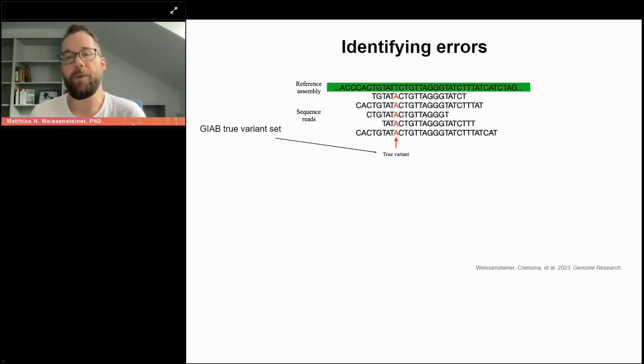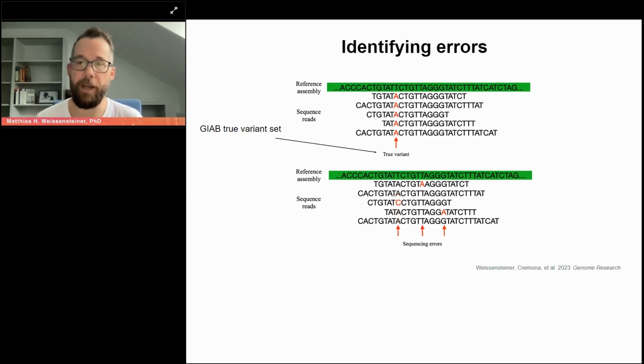Okay, and then we went on to actually identify errors in our data set. And as it turns out, it's not that straightforward to find errors, because of course no one actually wants to find them. Everyone wants to make sure that they are working with true biological variants, and everyone wants to exclude errors as much as possible from their data set. So to achieve this, we first took the Genome in a Bottle true variant set of this very individual to make sure that we're not finding biological variants and only errors.